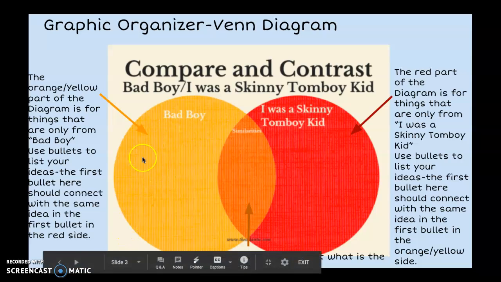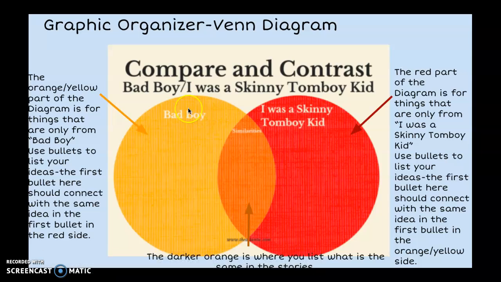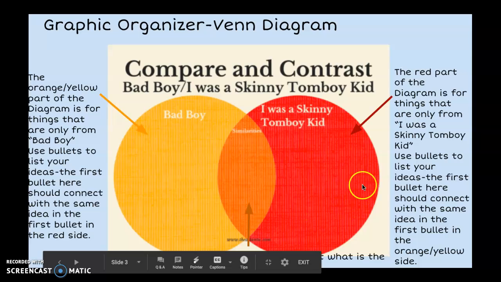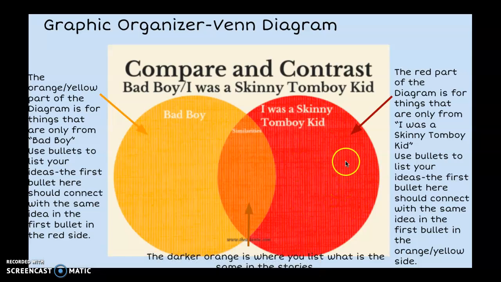The orangish yellow side here, this is all the elements of just From Bad Boy. So these are the things that are only talked about in Bad Boy. And again, you're going to use bullets to list your ideas. This red side here are things that are only relevant for I Was a Skinny Tomboy Kid. And again, you're going to use bullets to list your ideas.